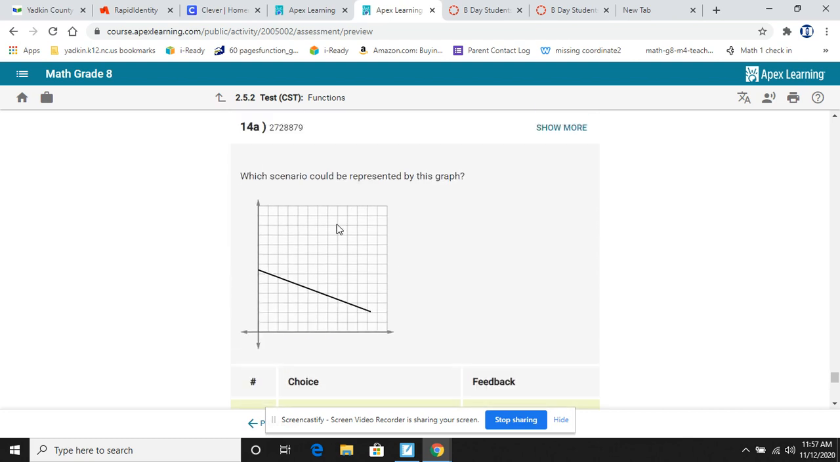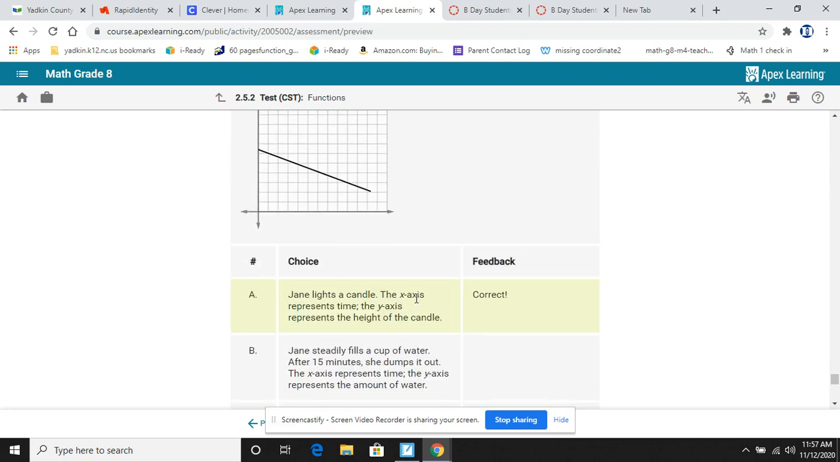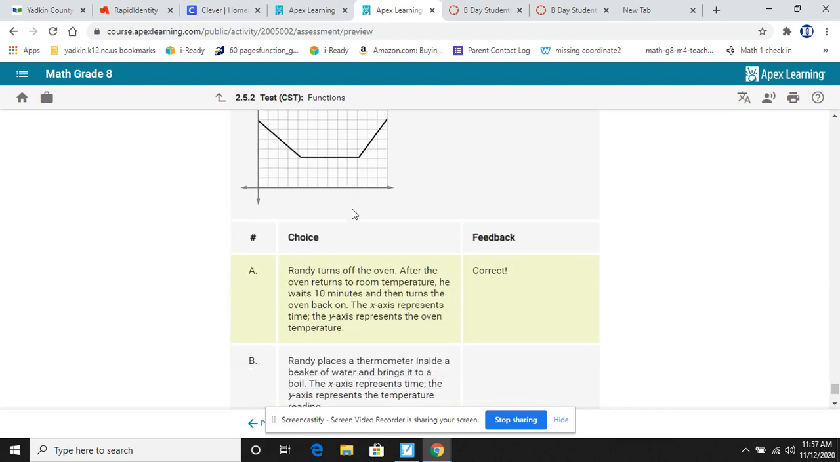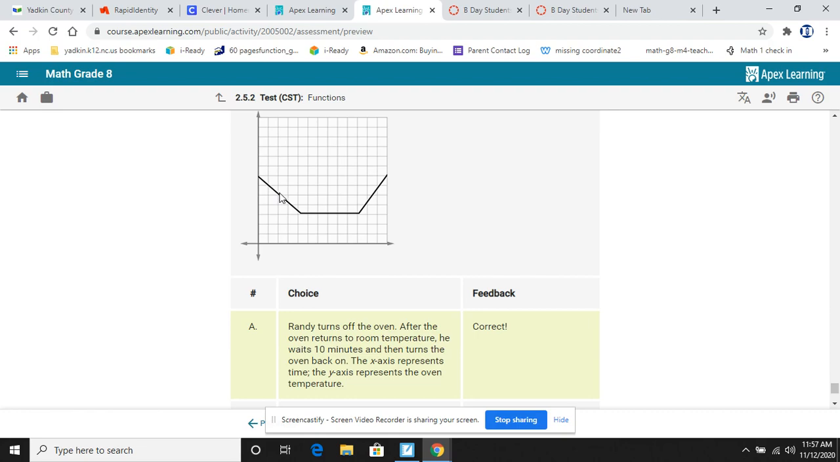Which scenario could be represented by this graph? Jane lights a candle. The x-axis is the time, the y-axis is the candle. As the time runs down, as it's burning, the height of the candle goes down. The last one is this one. Randy turns off the oven. After the oven returns to room temperature, he waits 10 minutes, then turns the oven back on. So he turns it off. It decreases.